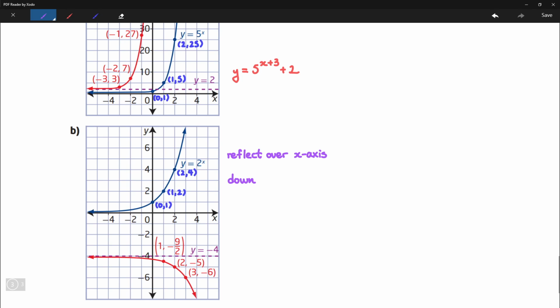Okay, the second transformation is that the graph was translated down 4 spaces because the asymptote changed from y equals 0 to y equals negative 4. We can also see that the x values of 0, 1, and 2 on the original function become 1, 2, and 3 on the new function. So we can see that this is also right one space.